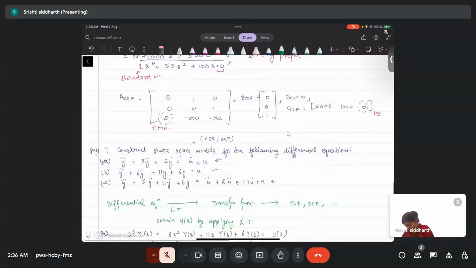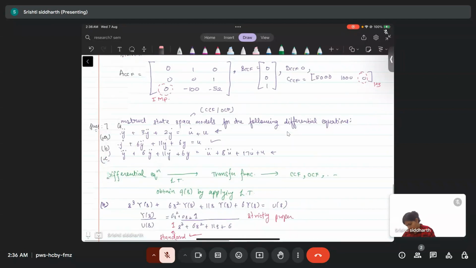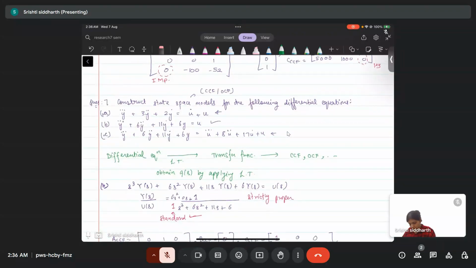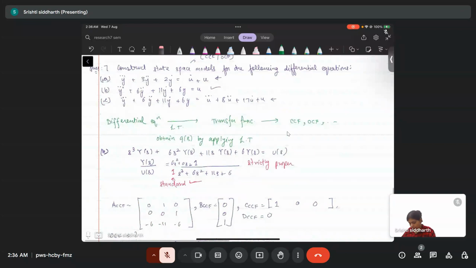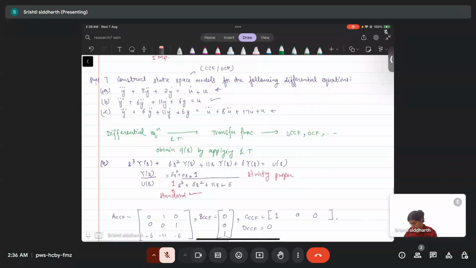Okay, so after this we looked at how to convert differential equations to the CCF and OCF forms. So we already know how to convert transfer function to CCF form, and by obtaining Laplace transform of the differential equations, we can follow the same procedure. So we did 3 questions regarding this. This was the simplest case, which we had already seen. Then we added a first derivative of the input. So this was still strictly proper. This is still strictly proper, but this was a proper transfer function.